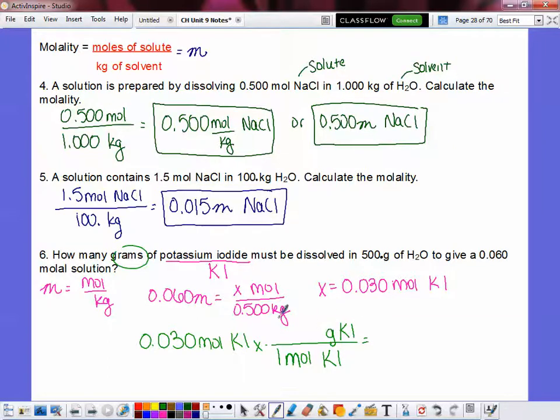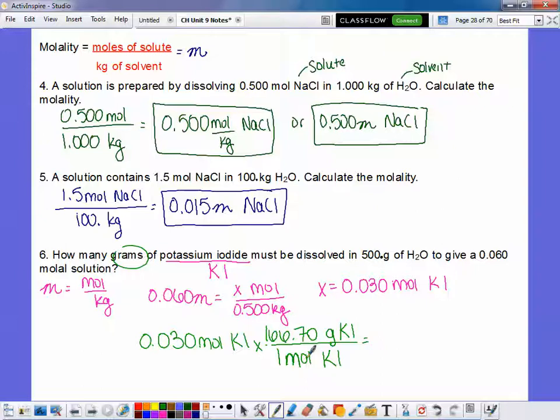So we need the molar mass of KI. Potassium has an atomic mass of 39.10. Iodine is 127.60. So you're just going to add those two values together, and you should get 166.70. Then you take that molar mass and multiply it by the 0.030 moles that you have of this solute, and you should get how many grams you should actually dissolve in that 500 grams of water.